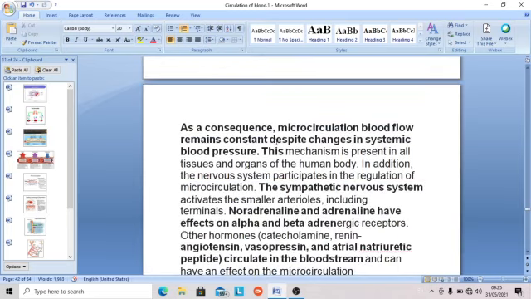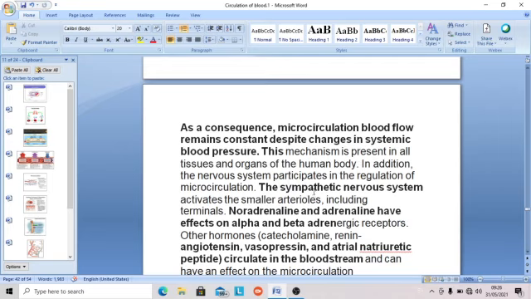They'll control them. As a result, the microcirculation remains constant despite changes in systemic blood pressure. Even if the systemic blood pressure changes because of nervous factors or any other reason, the microcirculation is not affected because it is locally manipulated in the reverse manner. Blood pressure greatly increases, more pressure in the arteriole. There is a constriction of the sympathetic. This mechanism is present in all the tissue organs of the human body.